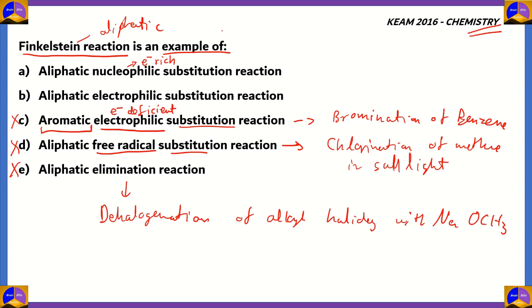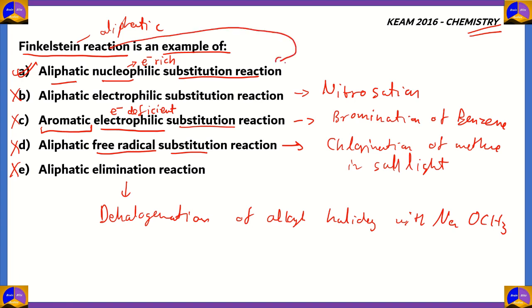So over here, in option B, the answer will be nitrosation, because in nitrosation the nitrogen gets added to organic compounds, which gives us nitroso compounds. So therefore, option B is incorrect. The correct answer is option A, aliphatic nucleophilic substitution reaction. The Finkelstein reaction is an example of an aliphatic nucleophilic substitution reaction.